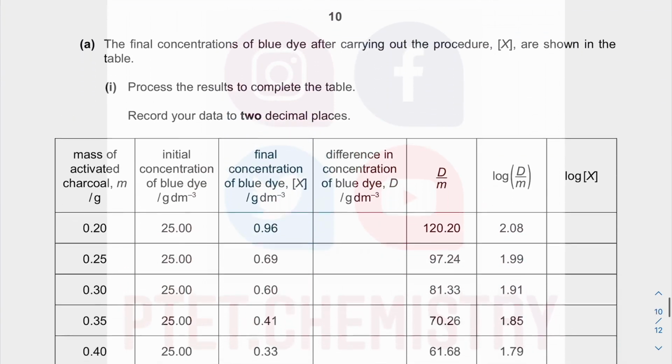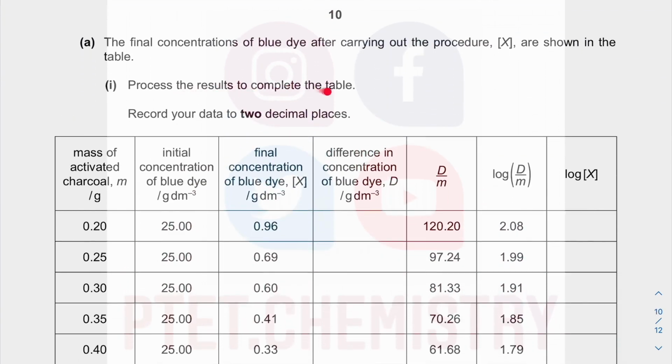So you're given a table now. You've got to process the results to complete the table. You need to record your data to 2 decimal places. All right, so make sure you know 2 decimal places, just in case I forget.